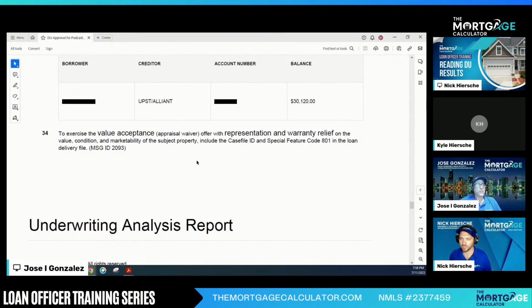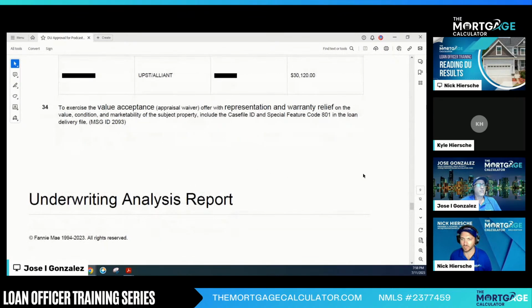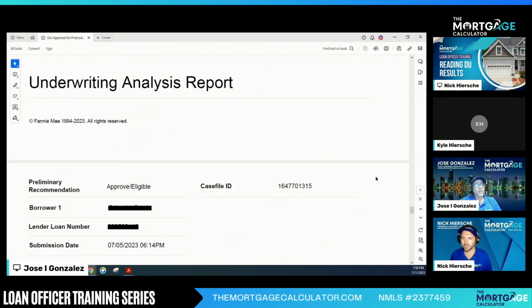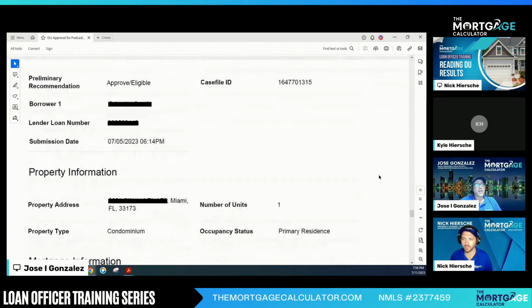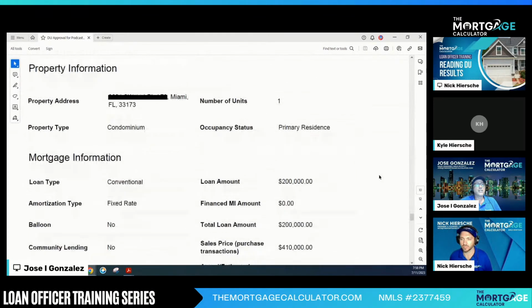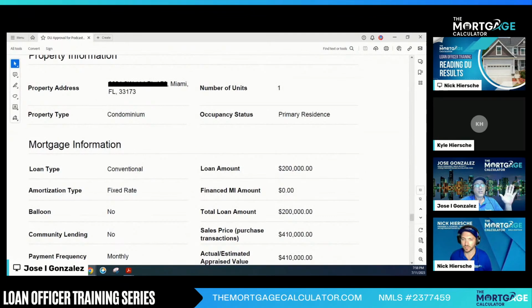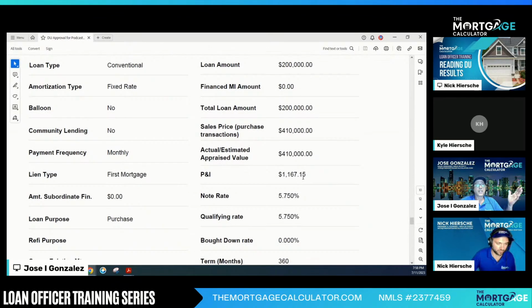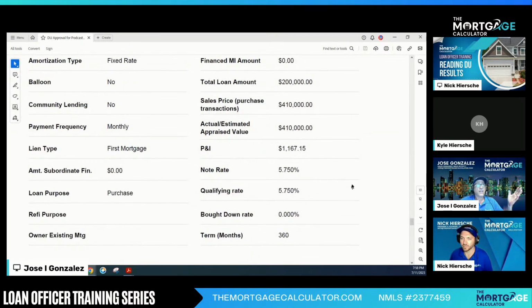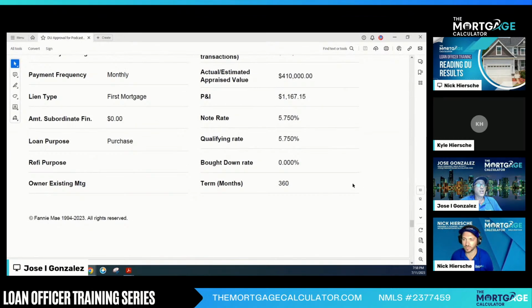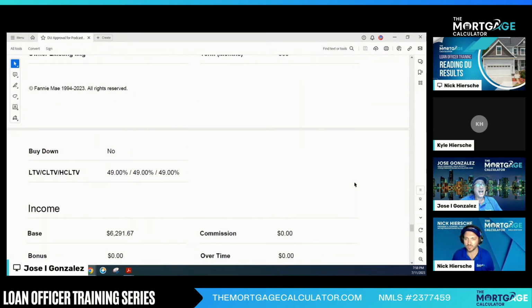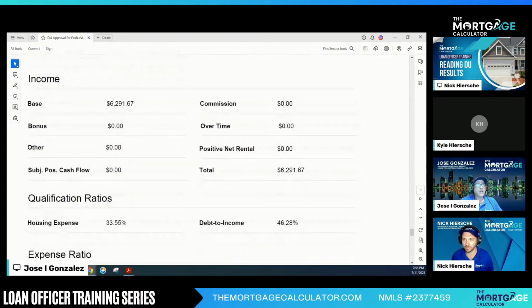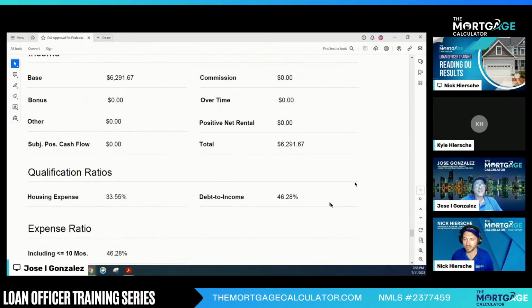Letting me know what I got to do to exercise the appraisal waiver. And then over here, again, the underwriting analysis. This is where it's good that you have to look at this and compare this page, especially to your application in your LOS. In our case, we use Encompass, to see if it's the same. Look at the principal and interest that doesn't change, the interest rate, DTI, LTV, all of this stuff right here. So it has to match exact.